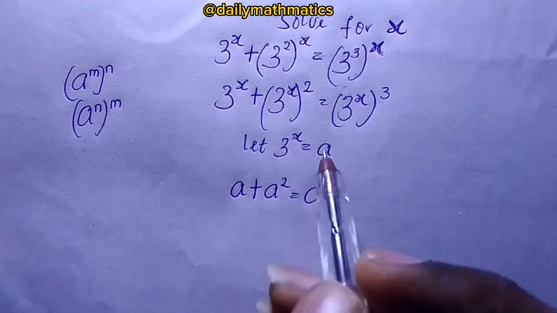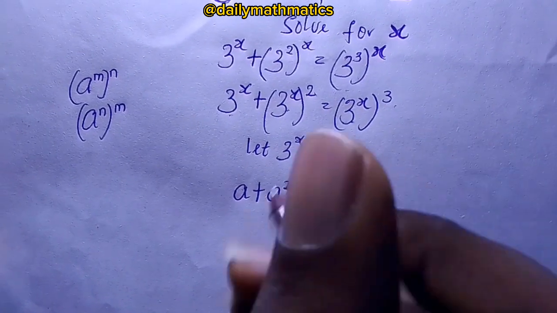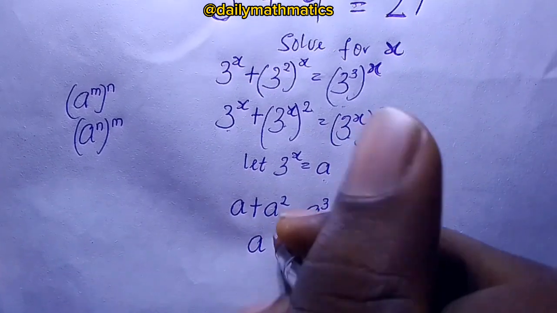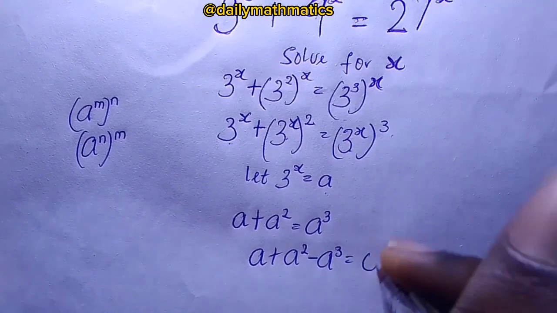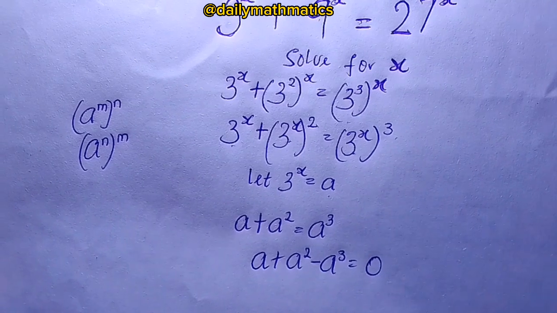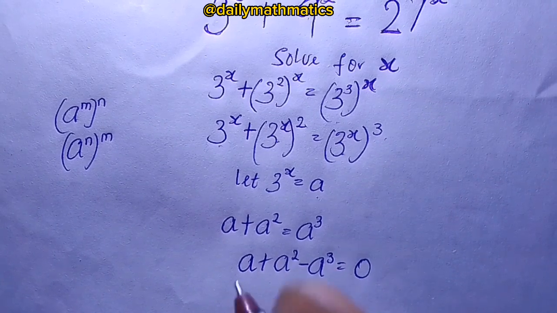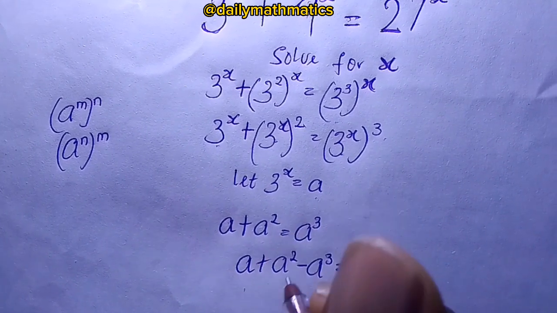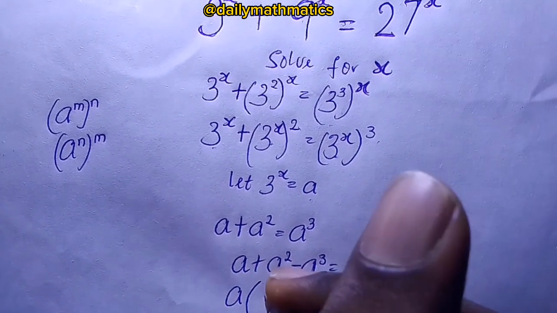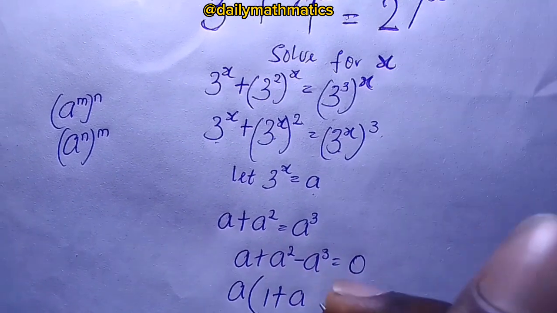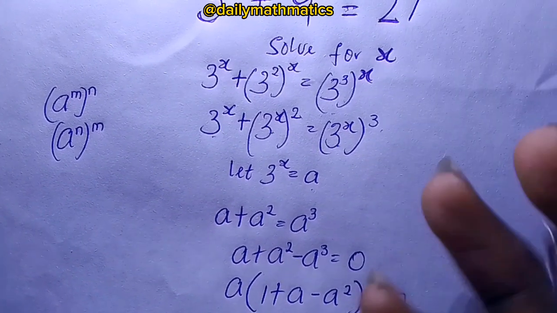Let 3 raised to the power x equals a, and we have a, and we have a squared, and we have a cube, and so we have a plus a squared minus a cube equals 0. That's if we are collecting like terms. For collecting like terms, you can do it that way. And so from here a is common in all through this side, so we can bring out a: 1 plus a minus a squared equals 0.